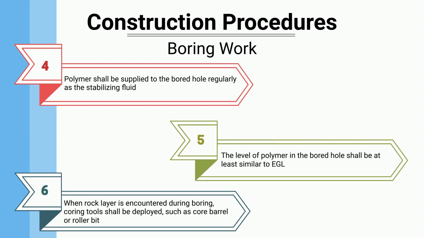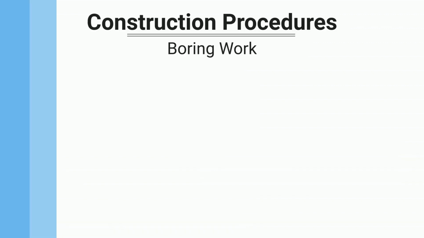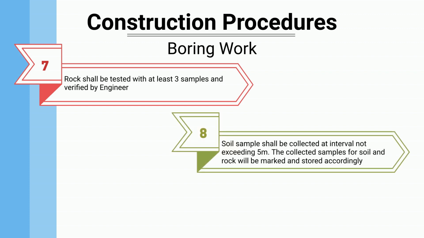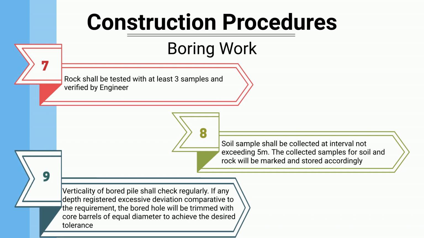When rock layer is encountered during boring, coring tools shall be deployed, such as core barrel or roller bit. Rock shall be tested with at least 3 samples and verified by engineer. Soil sample shall be collected at interval not exceeding 5 meters. The collected samples for soil and rock will be marked and stored accordingly. Verticality of bored pile shall be checked regularly. If any depth registered excessive deviation comparative to the requirement, the bored hole will be trimmed with core barrels of equal diameter to achieve the desired tolerance.